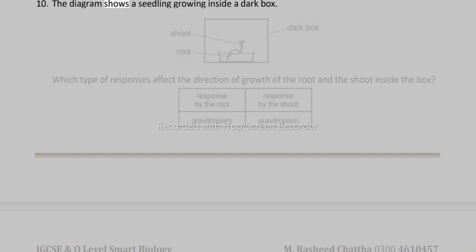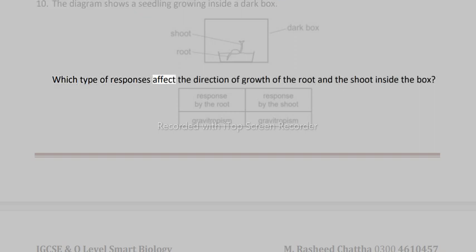10. The diagram shows a seedling growing inside a dark box. Which type of responses affect the direction of growth of the root and the shoot inside the box?